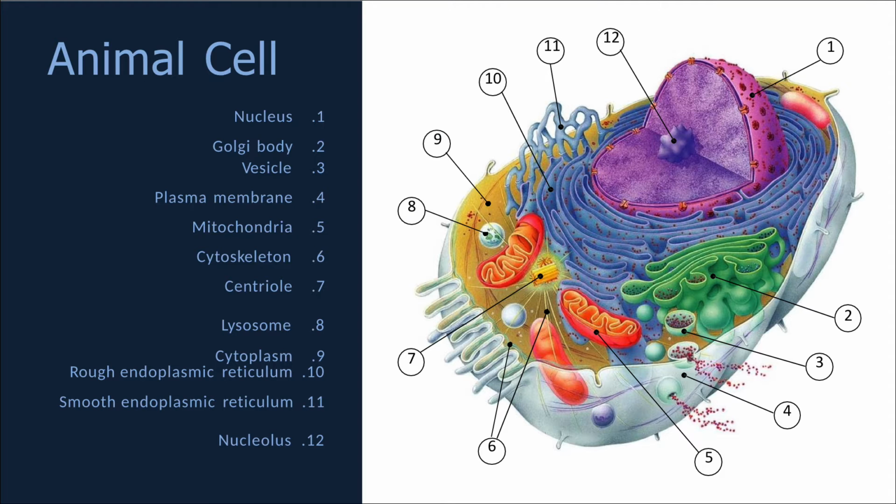An animal cell seen in this image contains nucleus, Golgi body, vesicle, plasma membrane, mitochondria, cytoskeleton, centriole, lysosome, cytoplasm, rough endoplasmic reticulum, also known as RER, smooth endoplasmic reticulum, also known as SER, and nucleus.